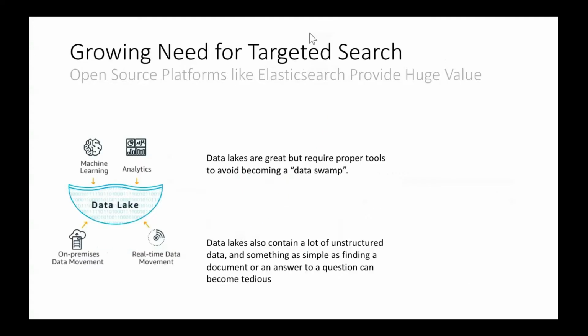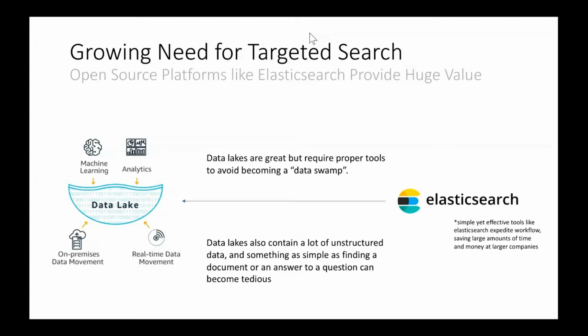So what we've seen and what's benefited us greatly has been a growing need for targeted search. Data lakes are awesome, but require the proper tools to avoid becoming data swamps, basically places where you dump things and aren't actually providing any real value. They also contain a ton of unstructured information, and simply finding a document or an answer to a question can become tedious. Open source platforms like Elasticsearch, or basically just other searches, even though data science-wise they're not incredibly complex, the open source nature has generated huge value in expediting workflow, saving large amounts of time and money at larger companies like Pfizer.